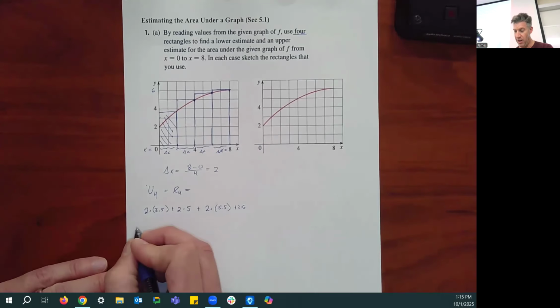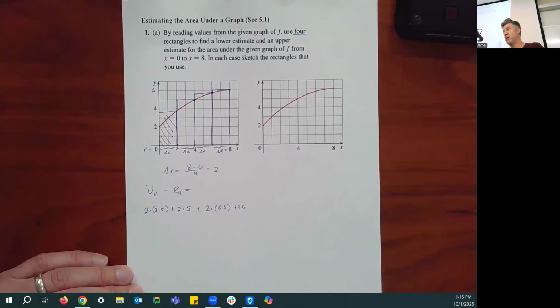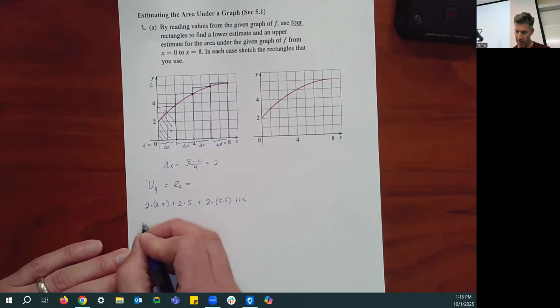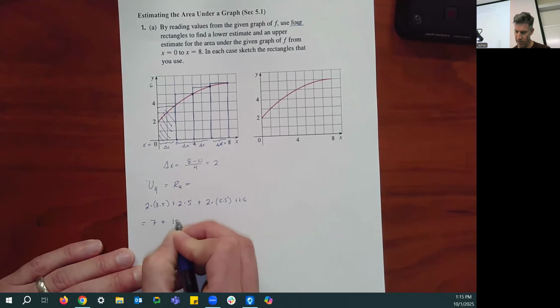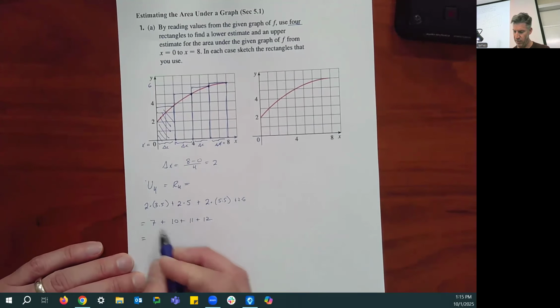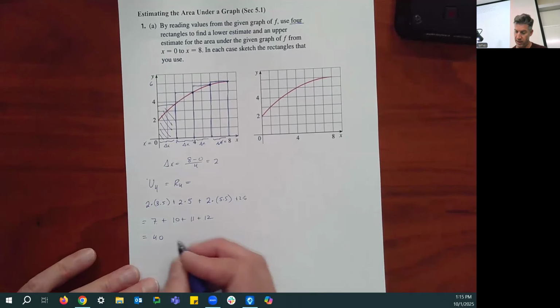Now I will point out, I probably could have factored out the 2. It probably would have made it easier, but it's also not that big a deal. 2 times 3.5 is 7. 2 times 5 is 10. 2 times 5.5 is 11. 2 times 6 is 12. So it looks like we're getting 7 plus 10 plus 11 plus 12, which is what? 40? So that's our estimate for the area under this curve using upper estimates, clearly an overestimate.